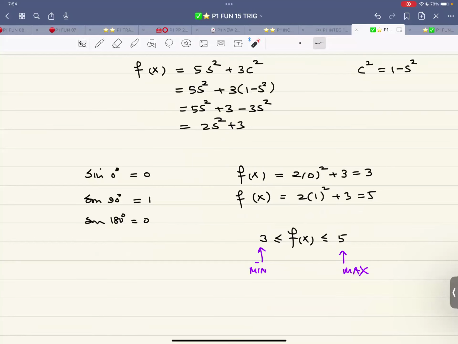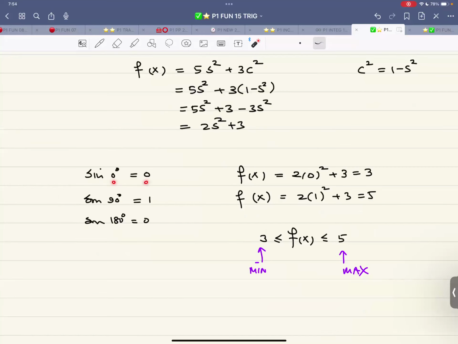When we square it, 0 squared is 0, 1 squared is 1, no issue. Plug in 0, plug in 1, and we are getting 3 and 5. Minimum value is 3, maximum value is 5. The only thing different that I did over here is that I wrote down for which value.